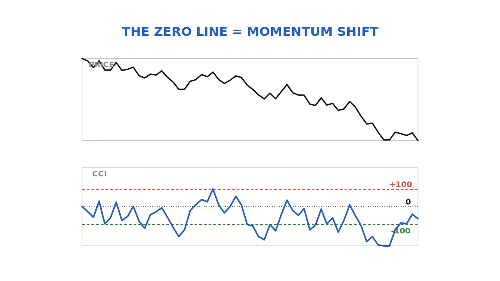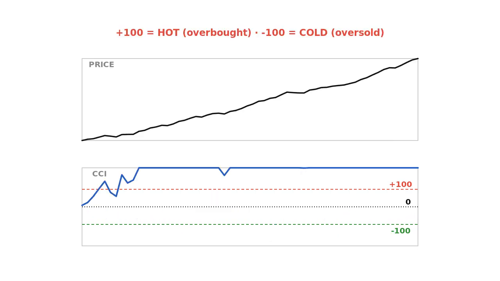But the real action is at the two key levels, plus 100 and minus 100. When the CCI pushes above plus 100, the price is stretched unusually far above its average. The stock is running hot, what people call overbought. And when the CCI drops below minus 100, the price has fallen unusually far below its average. The stock is unusually cold, what people call oversold. These extreme zones are where traders start paying close attention.